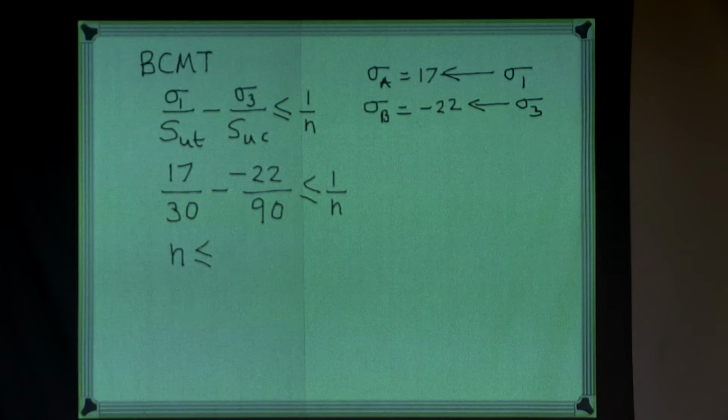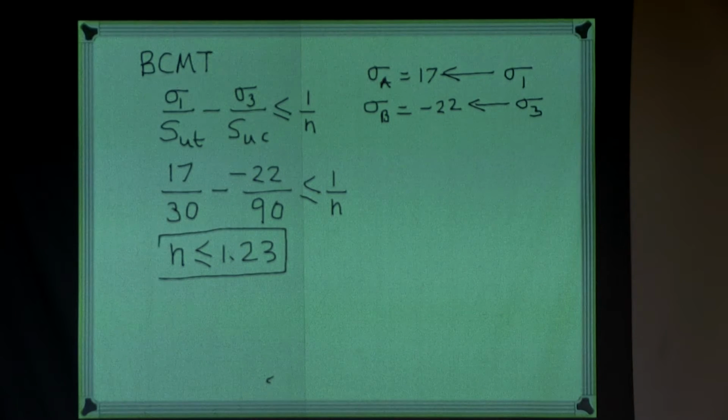So it's 17 divided by 30 minus negative 22 divided by 90, so it's plus 22 divided by 90. And the inverse of that is n, and it is 1.23. So the safety factor that was used was 1.23 or less. It'll be safe for all of these, according to the BCMT.